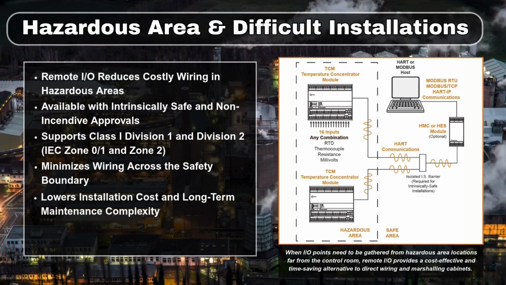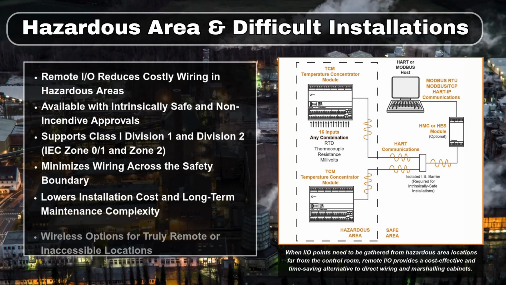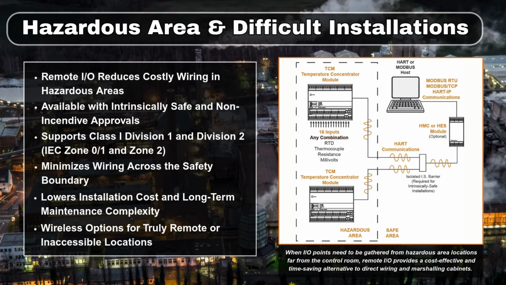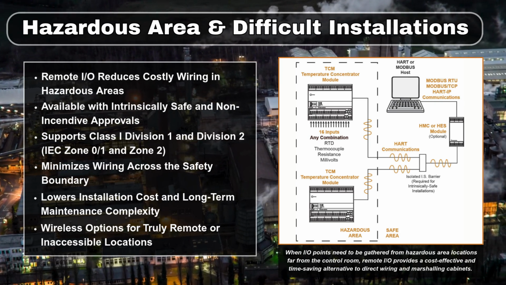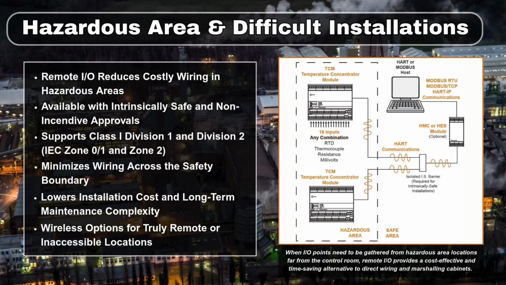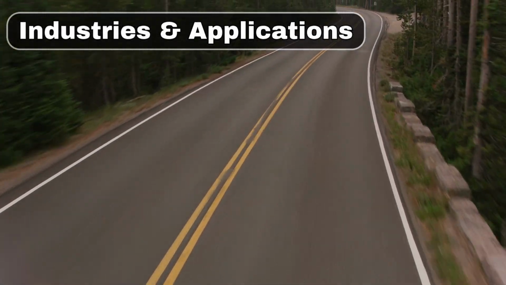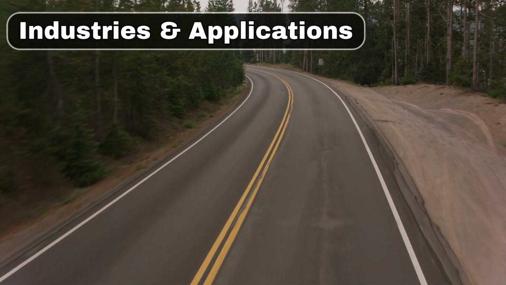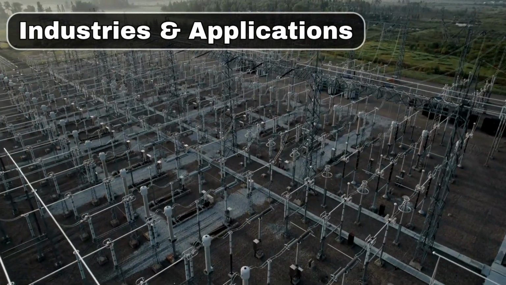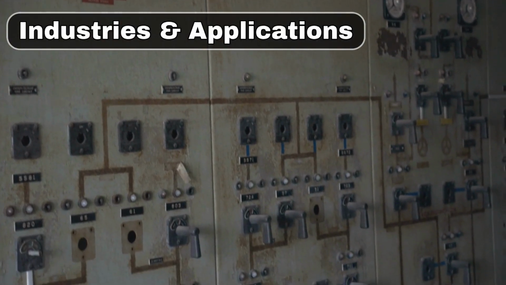For truly remote locations where running any physical cable is impractical, wireless physical layer options, including spread spectrum radio, cellular, and satellite communication, allow remote I/O to reach virtually anywhere. Remote I/O is used across a wide range of industries, wherever the challenge of moving signals over distance, across hazardous boundaries, or into aging control systems needs to be solved efficiently.